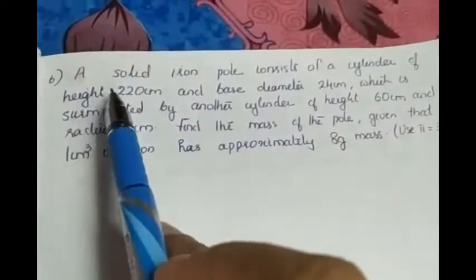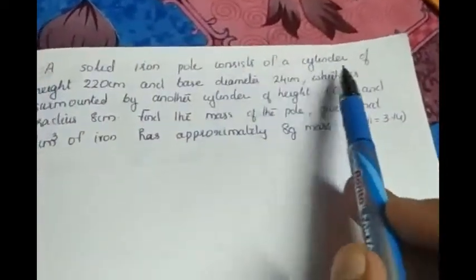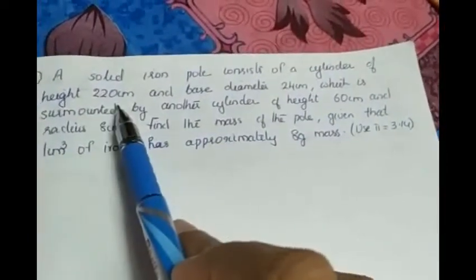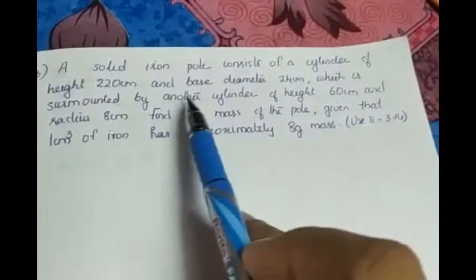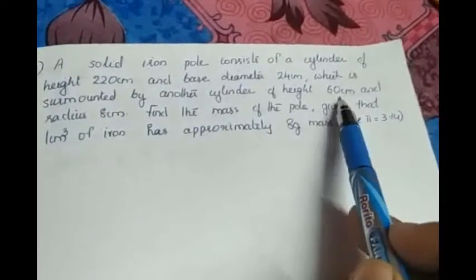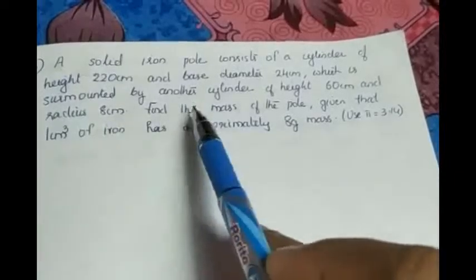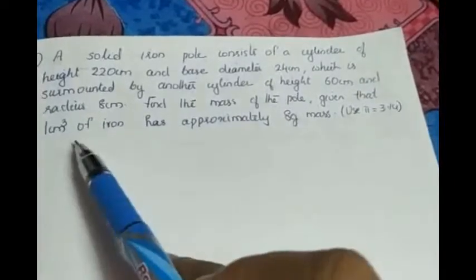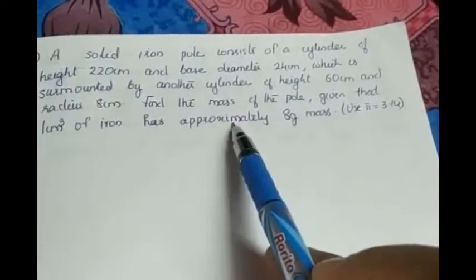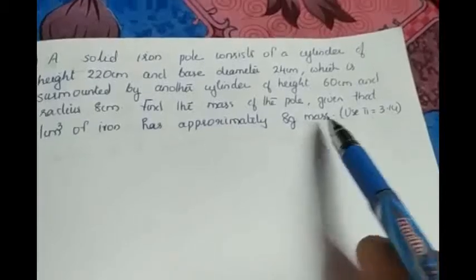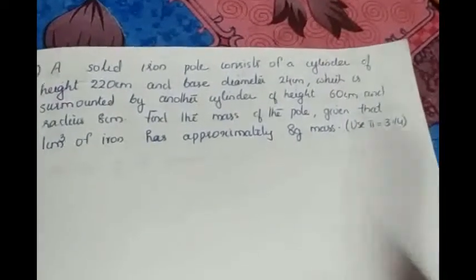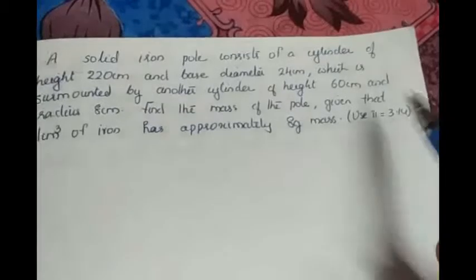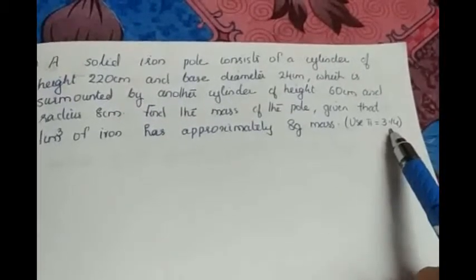So the next question. A solid iron ball consists of a cylinder of height 220 cm and base diameter 24 cm, which is surmounted by another cylinder of height 60 cm and radius 8 cm. Find the mass of the ball given that 1 cm cube of iron has approximately 8 gram mass. And it is clearly mentioned in the question to use the value of pi as 3.14.